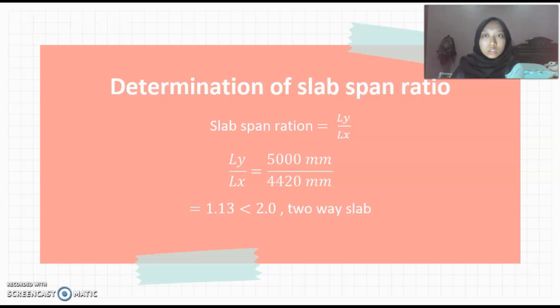Okay, so for the determination of slab span ratio, the formula is Ly over Lx. So Ly is 5000 mm over Lx 4420 mm. So the answer is 1.13, which is smaller than 2.0, and it shows that the slab is a two-way slab.